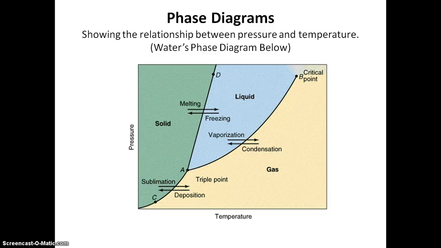All right, phase diagrams. We've talked about phase diagrams, and a phase diagram shows at specific pressures and temperatures what happens to a particular substance. This one is a little bit flipped. It has the pressure and the temperature.